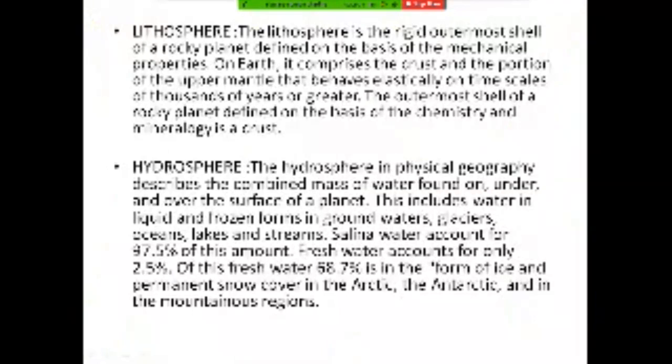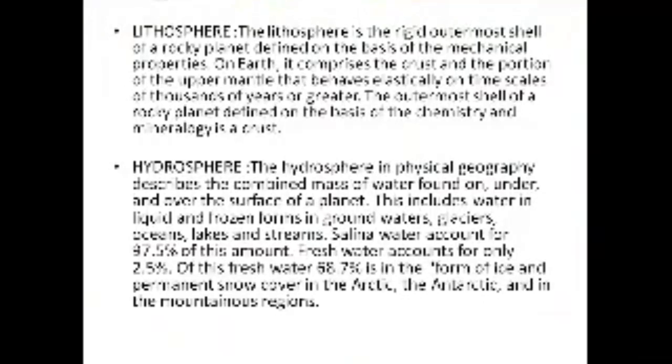Lithosphere. The lithosphere is the rigid outermost shell of a rocky planet, defined on the basis of mechanical properties. So just now we learned that it is rigid. Rigid means strong. Outermost shell. What is it? The rocky planet, which consists of different types of rocks. That hard crust which is present on the earth totally comes under the lithosphere.